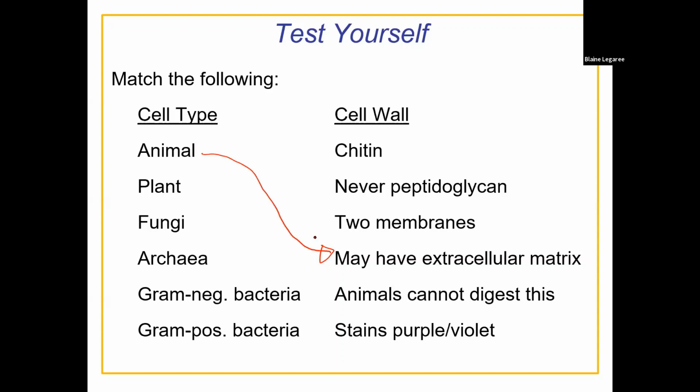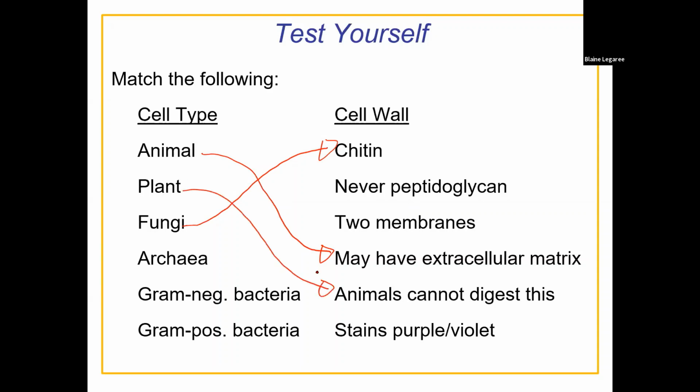Okay, plants. Chitin, no, that would be fungi. So we will connect fungi to chitin. Never peptidoglycan. I'm going to get back to that one. That's not what I mean by plants. Two membranes, no, unless you're talking about the chloroplast. Animals cannot digest this. That's what we're talking about for plants.